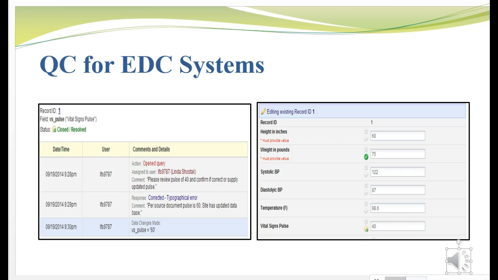On the left, you can see a query I generated and resolved for patient in record number 1. The response I put in states that the pulse of 40 was a typographical error and that the database has been updated to reflect the correct pulse value of 60. But if you look at the screenshot of the database on the right, you can see I never did that and that the pulse is still 40. So that would be an error.